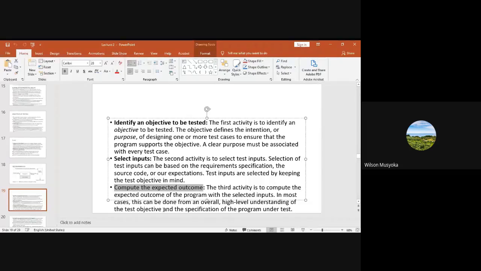What is the addition of 5 plus 5? It is 10. So you already have the 10 on the side, and then you input those two numbers into the system and try to see if you are still going to get the same outcome as you had gotten manually. So if the system is able to compute that, then you are able to say that you have accomplished. So the third stage is computing the expected outcome.